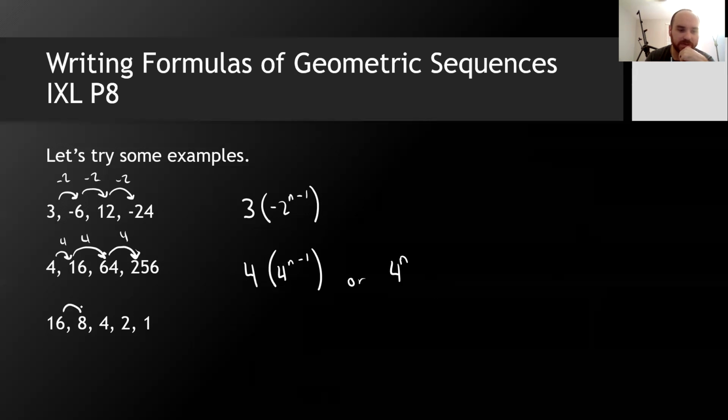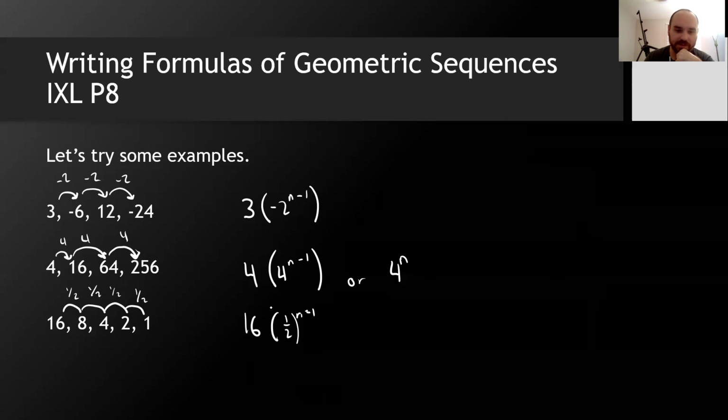Now here, this is a little bit interesting. We're multiplying by 1/2 every time. So again, you have to make sure that you're using multipliers here. You can't say it's divided by 2 instead. It has to be times a fraction in this case when it's getting smaller. So our first term is 16, and then we've got our multiplier, which is 1/2 to the n minus 1.